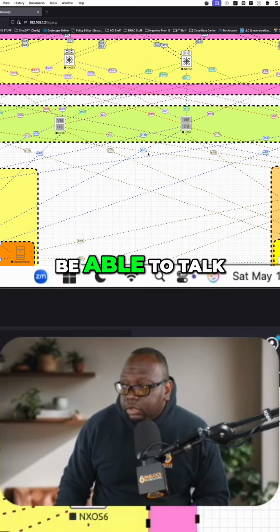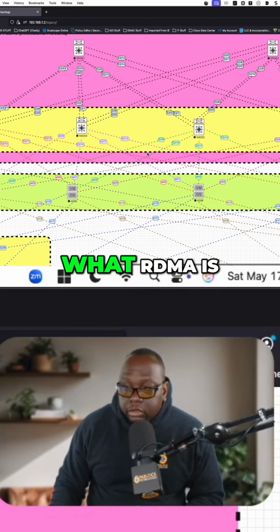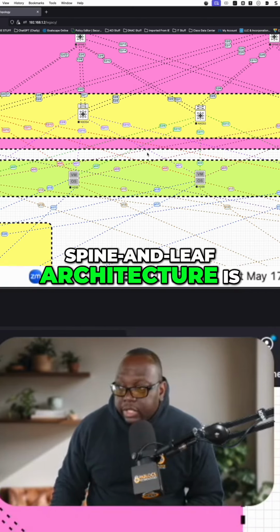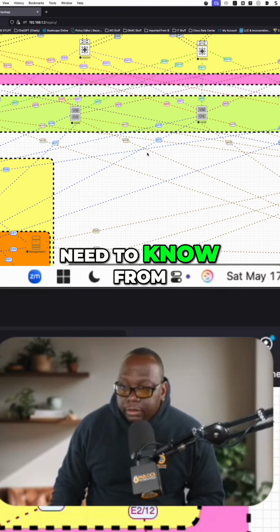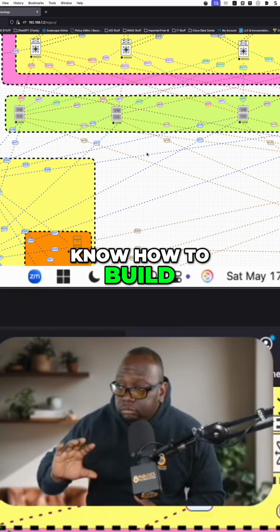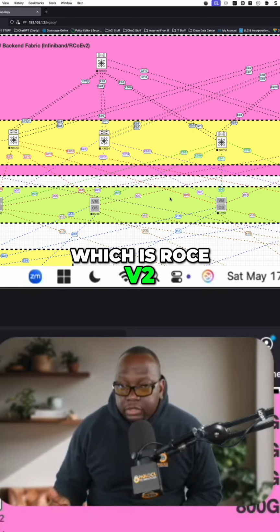You at least need to be able to talk some of the lingo and understand, hey, what the GPU backend is, hey, what RDMA is, hey, what rail versus spine leaf architecture is. That's really all you need to know from the networking side. Network engineers, we just need to know how to build the track. It's either going to be a converged Ethernet, which is RoCE v2.